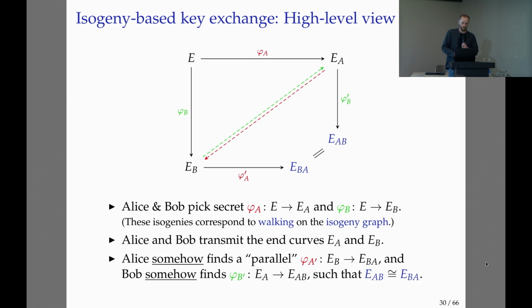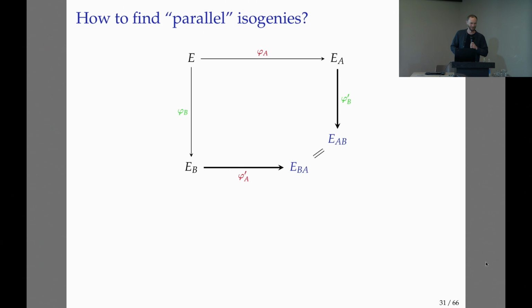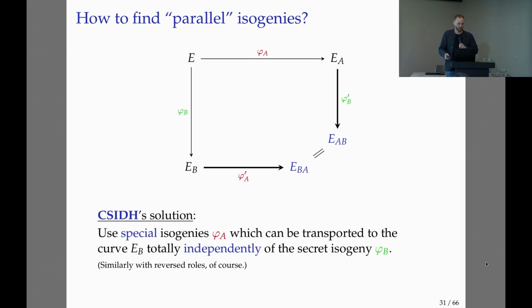And so we're kind of doing the normal Diffie-Hellman thing, but we're replacing group elements by curves and exponents by isogenies. So it's all ramping up to more complicated math objects. And the big issue, of course, is how do we find these parallel isogenies? If Alice and Bob just do random things on each side, they just end up on a random spot, and it's never going to be a shared secret. So how do we find these parallel isogenies?